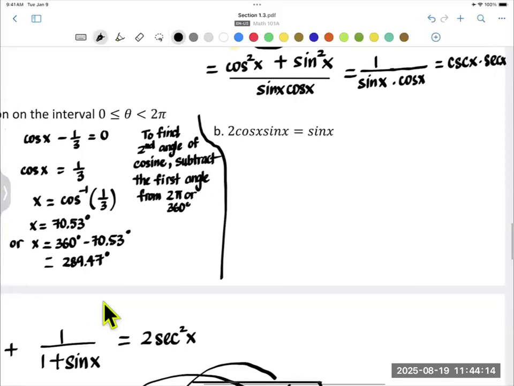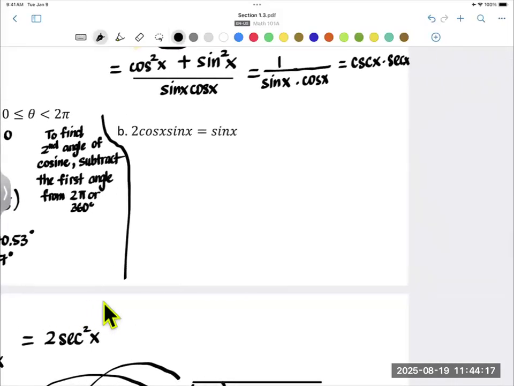Okay, so now let's take a look at the second one: 2 cosine x times sine x equals sine x. How would we solve this equation? We want sine x and cosine x to stand by themselves, right? When you isolate in an equation, you may want to think of factoring. So how do we factor? We bring one expression to the other side, so we have 2 cosine x times sine x minus sine x equal to 0.